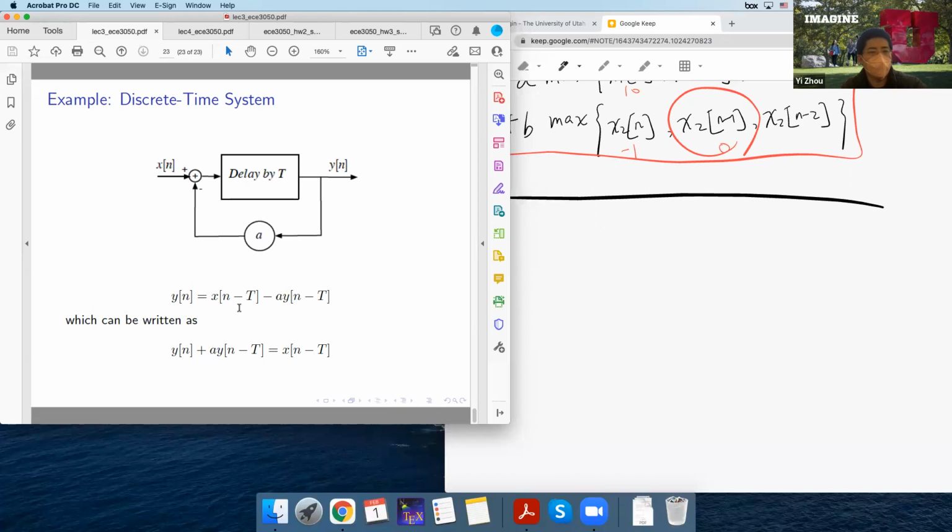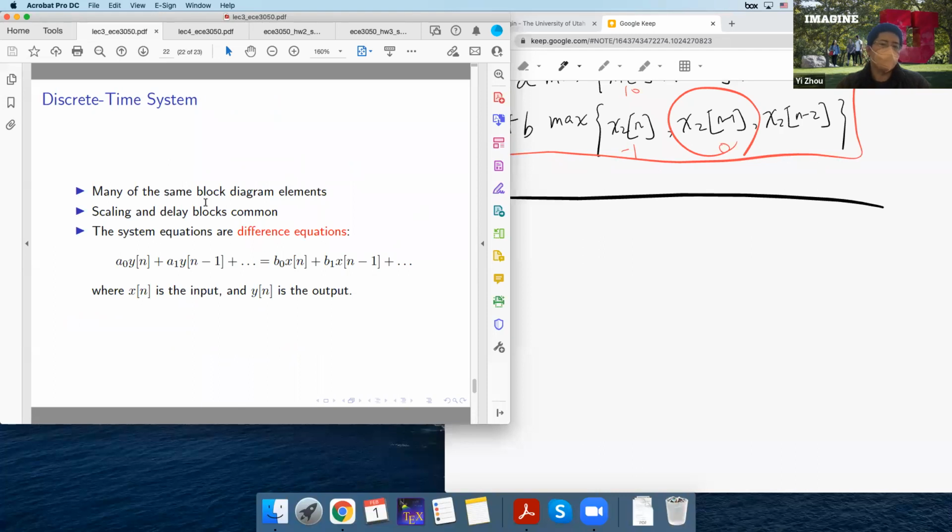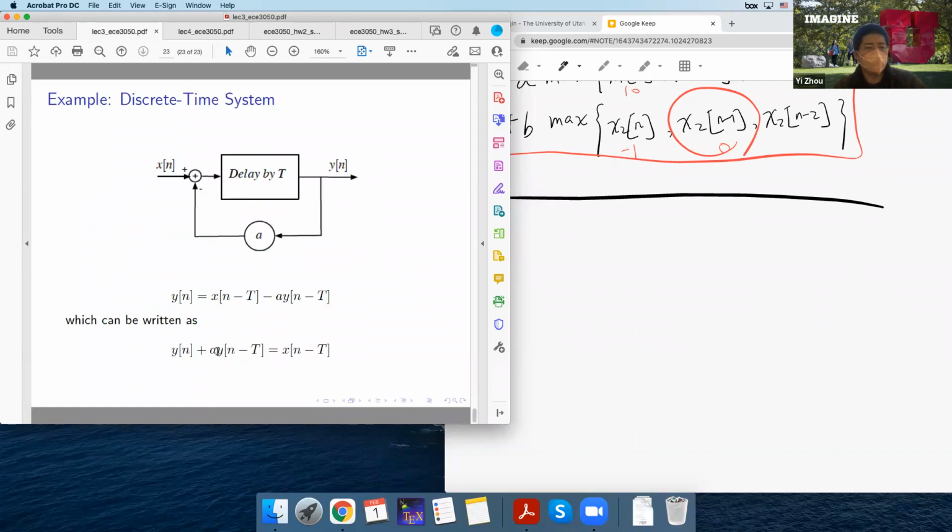So that will give us x[n] delayed by T, which is x[n minus T], minus A times y[n] delayed by T. Okay. So after this delay, we have y[n]. So the system equation is described in this way: y[n] equals the delayed input minus A times the delayed output. And then when you rearrange these terms, you can see that the system equation is a standard difference equation. This difference equation is usually introduced by the delay blocks. Once you have a delay block, you have different orders of difference in the equation.